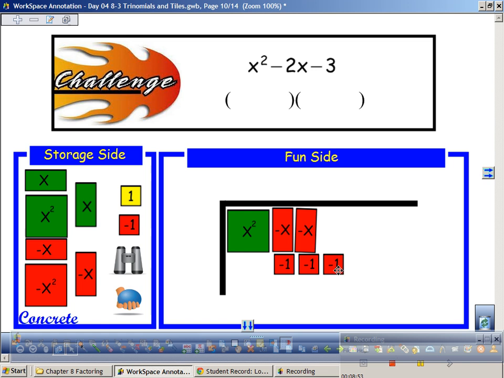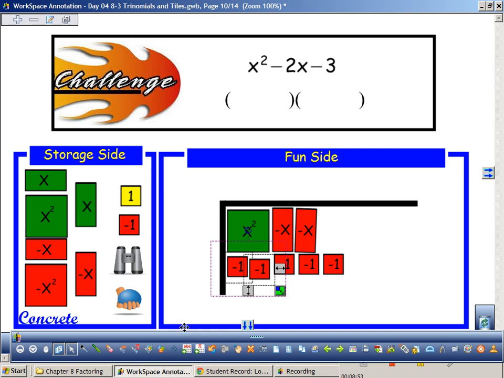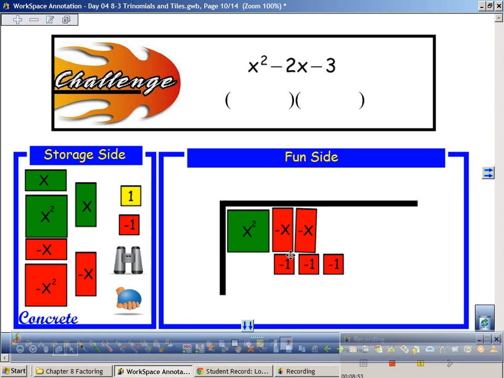I'll tell you, that's a hint. Connor? You can't do this. You're talking about this? You can't, this has to be in the same shape. The only thing that fits here is either an x or a negative x. Think of what I could add to this model.